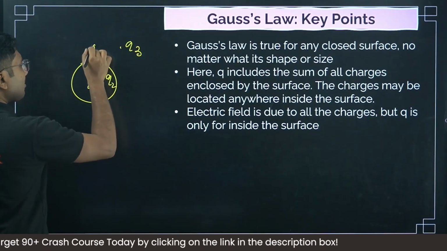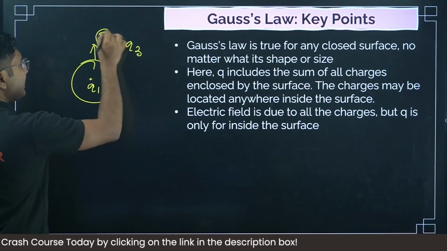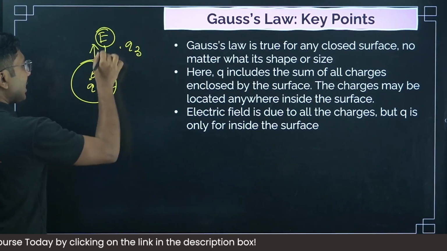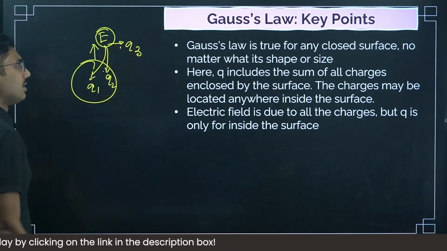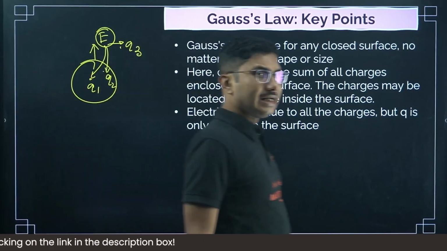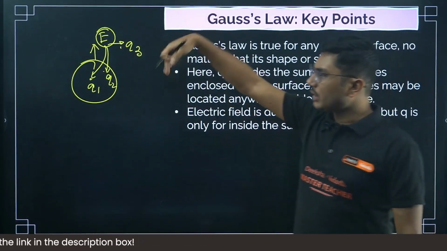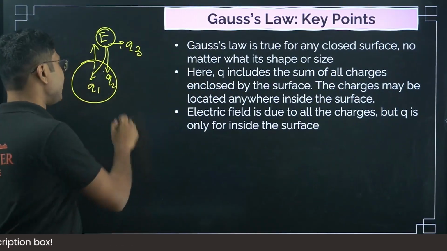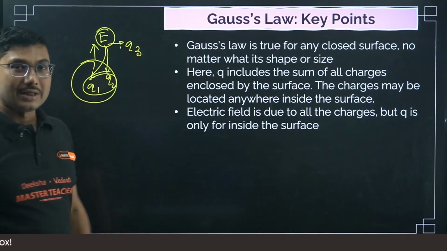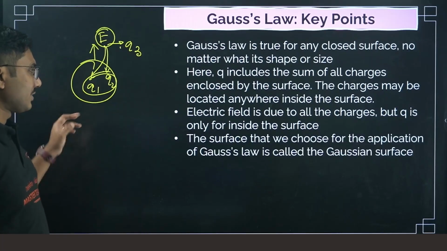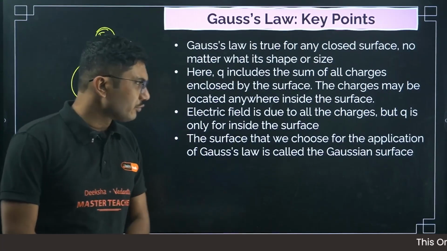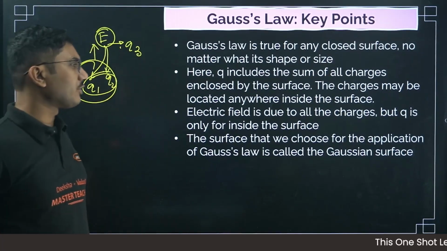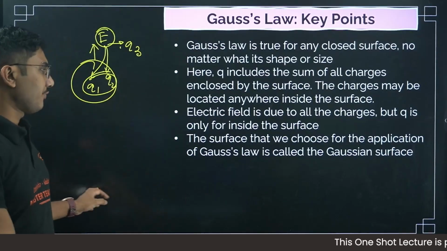So when you are talking about electric field E, this electric field E is due to this charge and this charge. Okay, so be careful. The electric field is due to all the charges, but the electric flux is only for the charges which are inside. So this is a very big difference. The surface that we choose for the application of Gauss's law is called Gaussian surface.